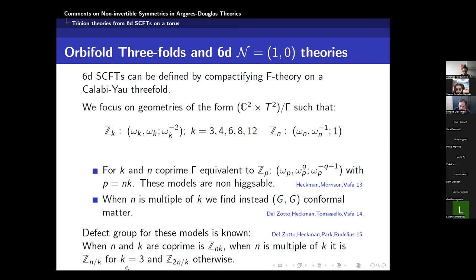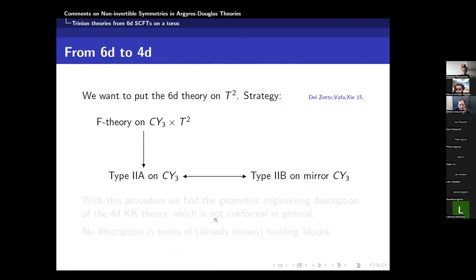In the case N multiple of K, they simply may match. In the other case, instead, it's a strict subgroup. It's going to be Z_N or Z_{2N}, depending on the parity of K. Okay. Now, how do we get our four-dimensional theories starting from the 6D models? The strategy is the following.